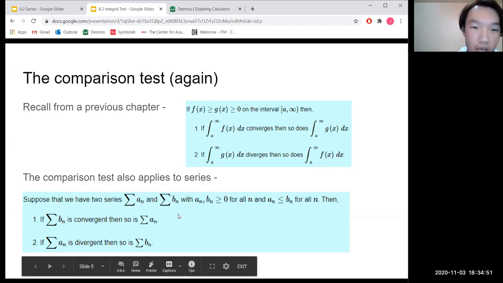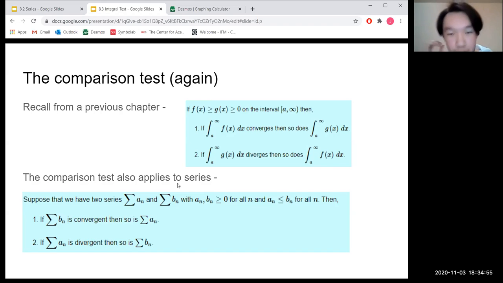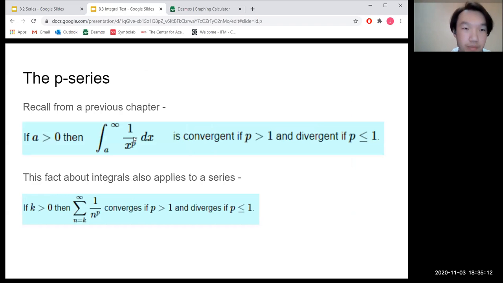And why is this useful? Because when you're doing the integral test, so you're turning series into integration, you can actually use the comparison test again. So let's see what else they have to say.